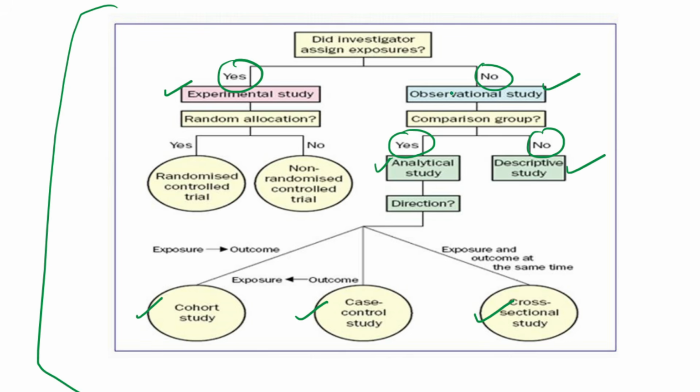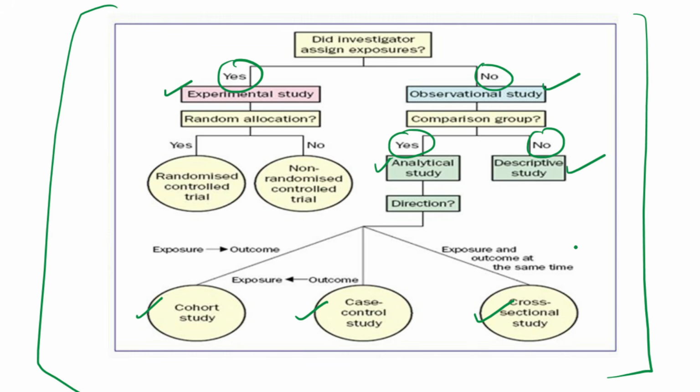Coming to the next part, that is in the observational study, if there is no comparison group, then you have the descriptive study. So once again, revise this chart thoroughly. Did the investigator assign an exposure? If yes, then it is an experimental study. If no, then it comes under observational study. Further, the experimental study is divided into randomized control trial and non-randomized control trial based on random allocation. If yes, then it is RCT. If no, then it is non-RCT. And in the observational study group, if there is a comparison group given, then it is called analytical study. If there is no comparison group, then it is descriptive study. Analytical studies are further divided into case control study, cohort study, and cross-sectional study.